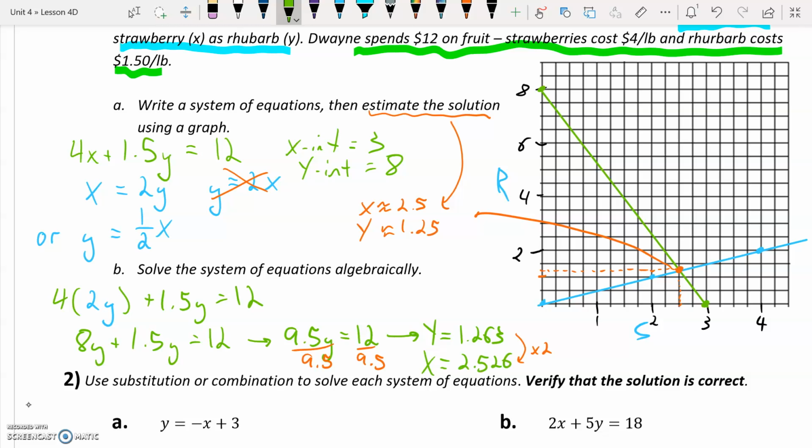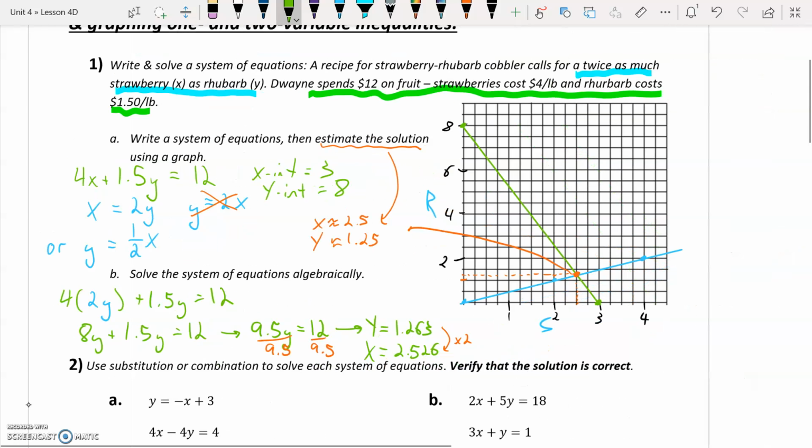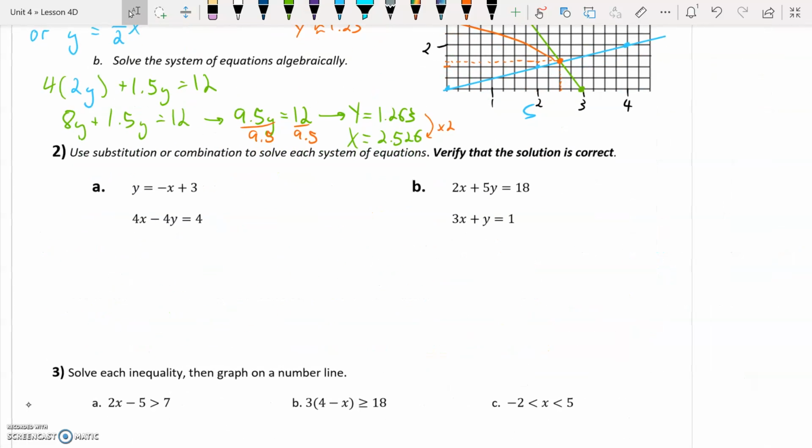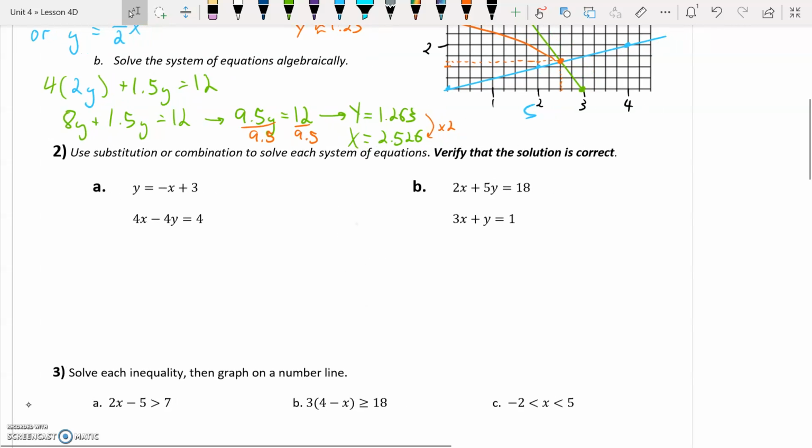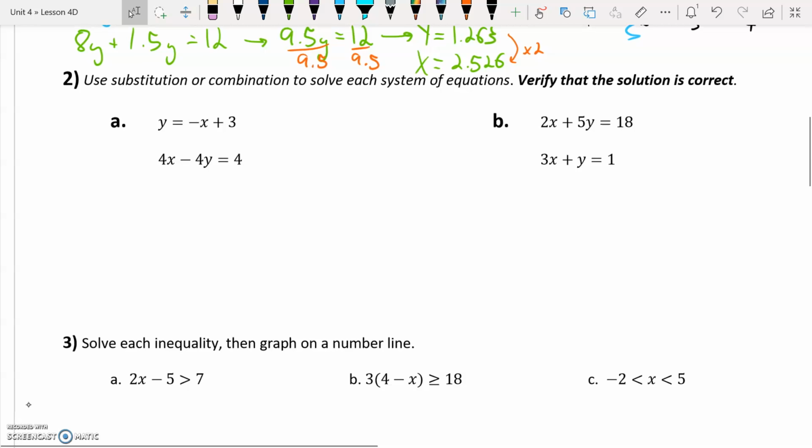And remember, you can always double check these on Desmos as well. Okay, so there is problem number 1. Moving on, these are just solving these systems of equations using substitution or combination. So remember, one thing we talked about is choosing the most efficient way to solve these. And so on these, you can make any of these work for substitution or combination, but there's usually a way that avoids too many steps and avoids too many messy numbers. So on this one, notice the top equation is already solved for y.